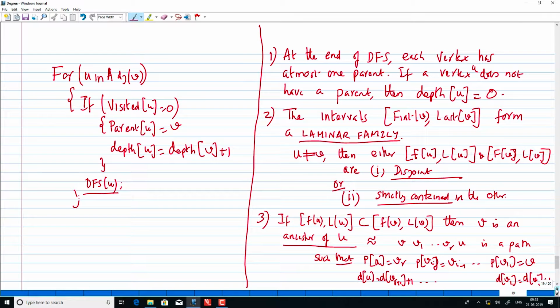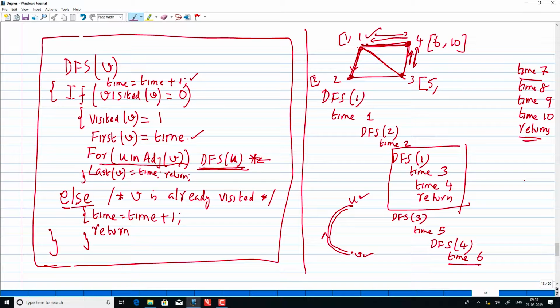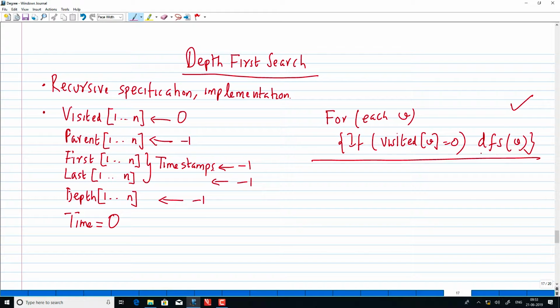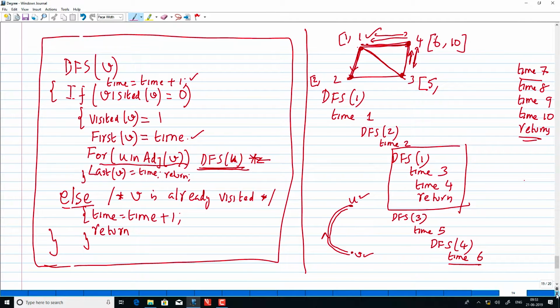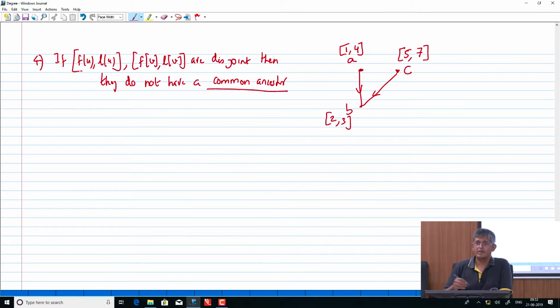But now let us see what happens. At DFS of B, it will increment time. From 5, it will become 6. But visited of B is equal to 1, so none of this code will be evaluated. So then time will become 7, and it will return. It will return to where? This function call, DFS of C. And therefore, five, seven is the interval associated with C.